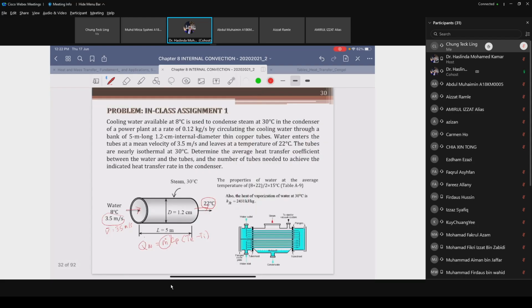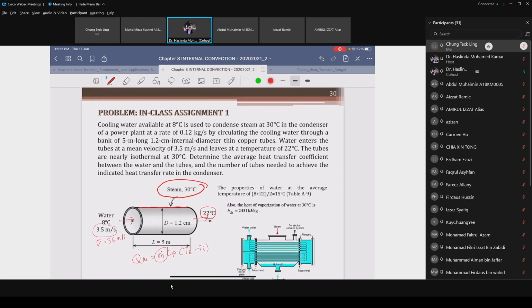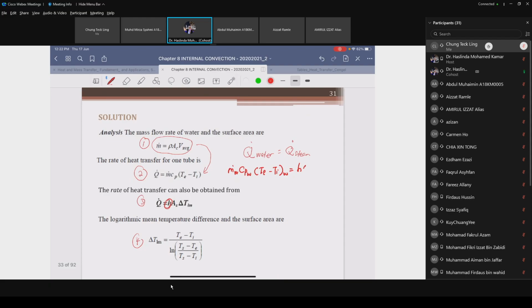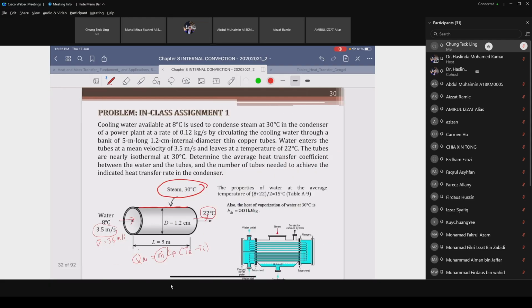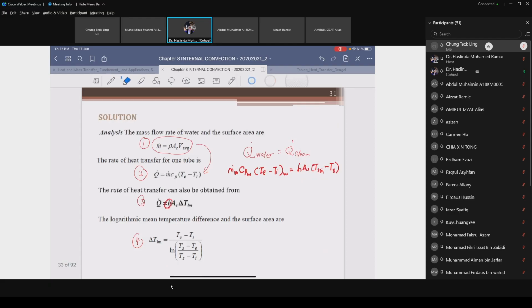Steam nampak tak dia mengalir dekat belah luar? Can you see the steam? So the surface temperature, the interaction, this is the convection. So because of that, H, surface area, T of the steam minus T of the surface. Salah. Yang ini bukan yang ini. Ini mana? What is this? Remember tak? Apa ni? Delta T LN. What is delta T LN?